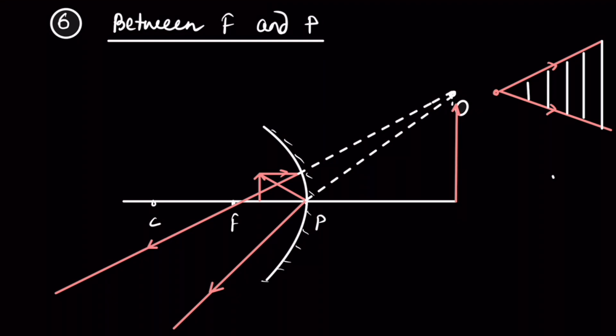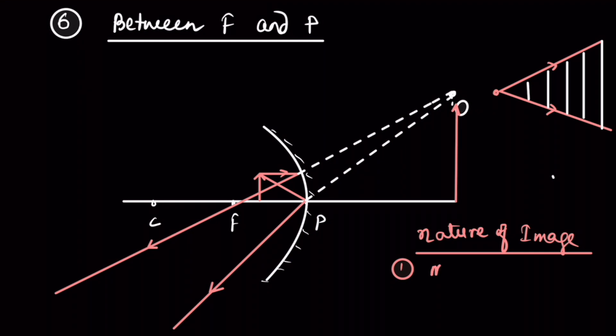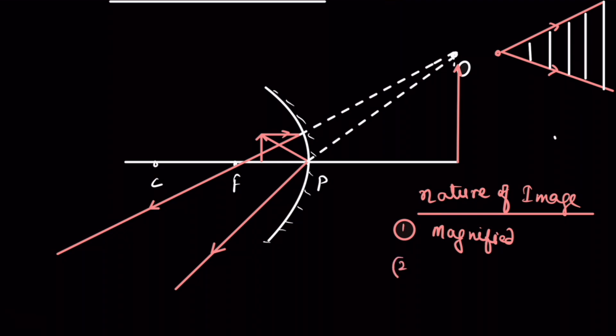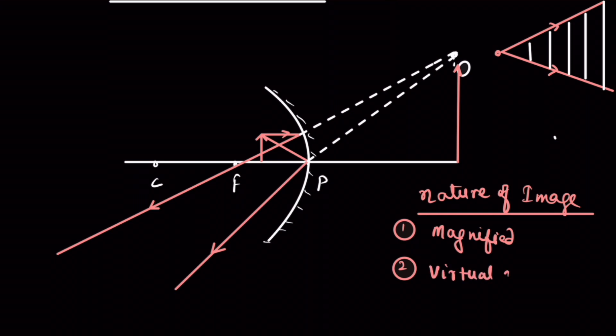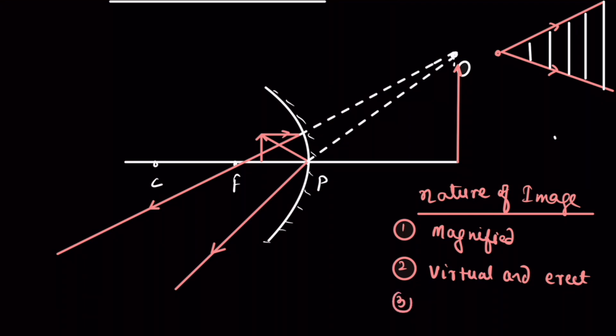So what is the nature of the image? First, it is magnified. Second, virtual and erect. Why is it virtual and erect? Because here the image and object both are on different sides. And third, the image is formed behind the mirror.